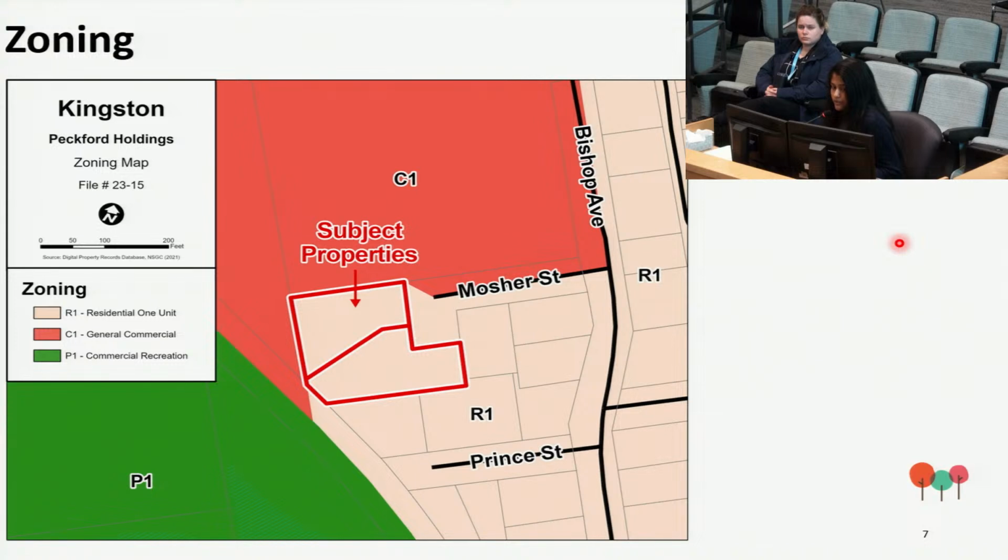As I said earlier, the property is within the residential one-unit zone, which permits one-unit dwellings and secondary suites. The properties to the south and the east are in the same zone as well, and are currently developed with residential uses. And towards the north, the property borders the C1 zone, a general commercial zone, and there are several commercial establishments in this area. And behind the properties towards the west, there is the King's Rail Trail running along this line, and there is also a P1 zone, the commercial recreation zone, and there is a golf club within the P1 zone.